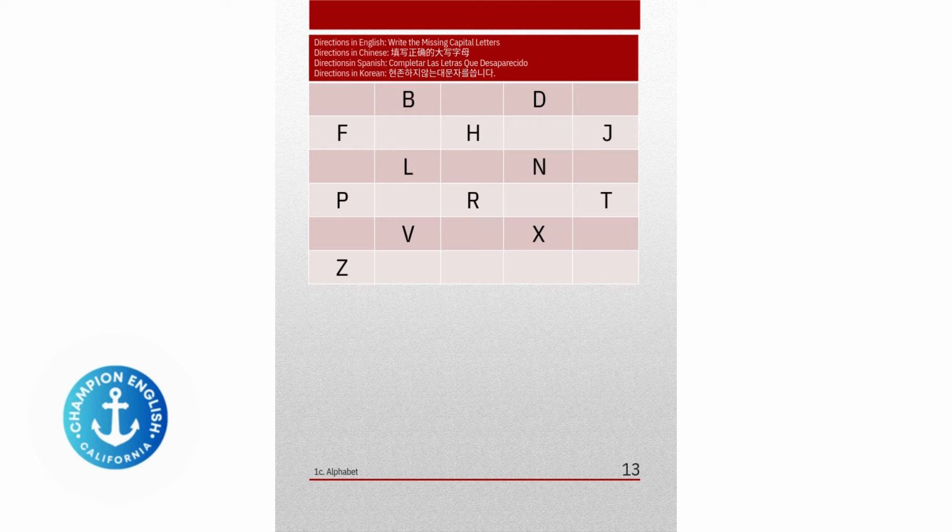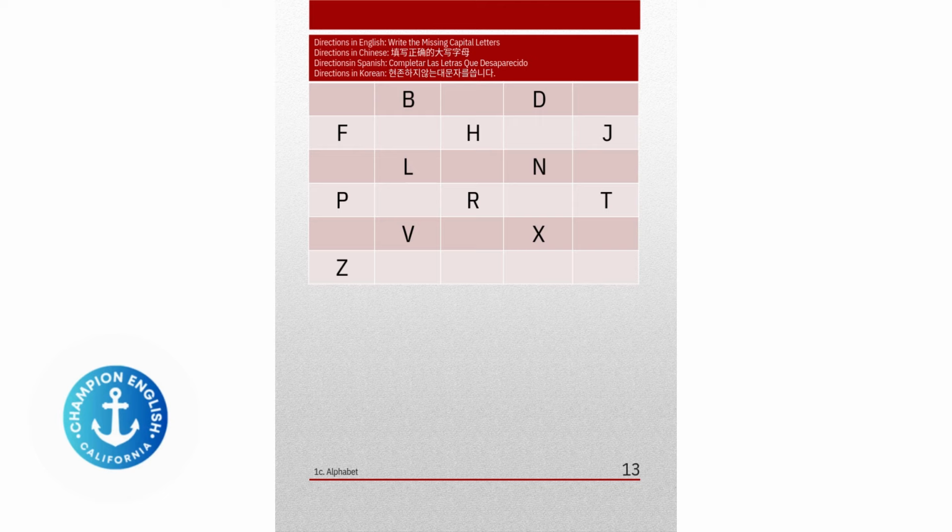So if I say B, you should say C. If I say D, you should say E. If I say F, you should say G. If I say H, you should say I. If I say J, you should say K. If I say L, you should say M. If I say N, you should say O. If I say P, you should say Q.